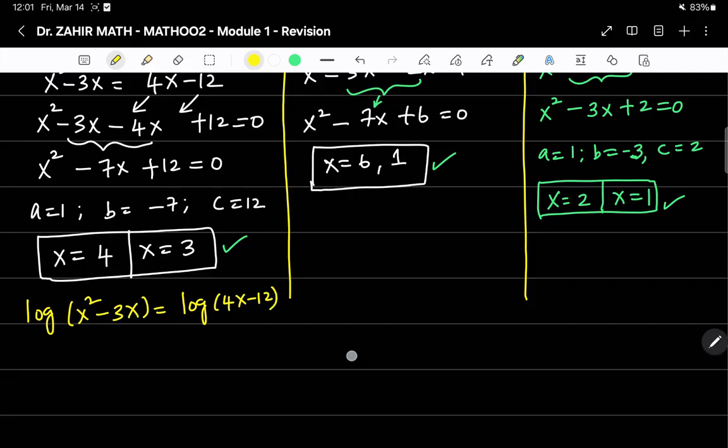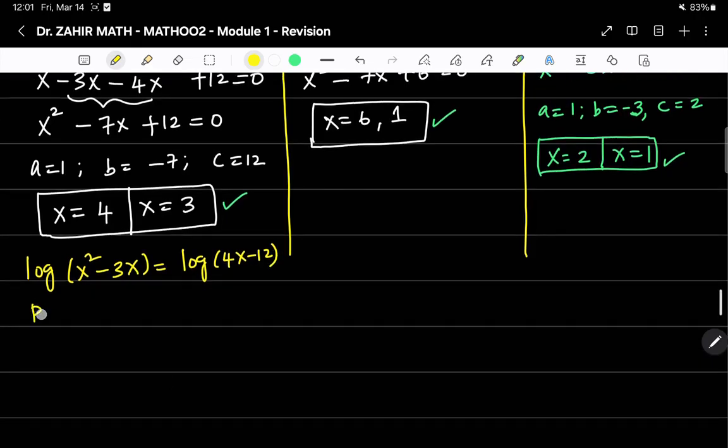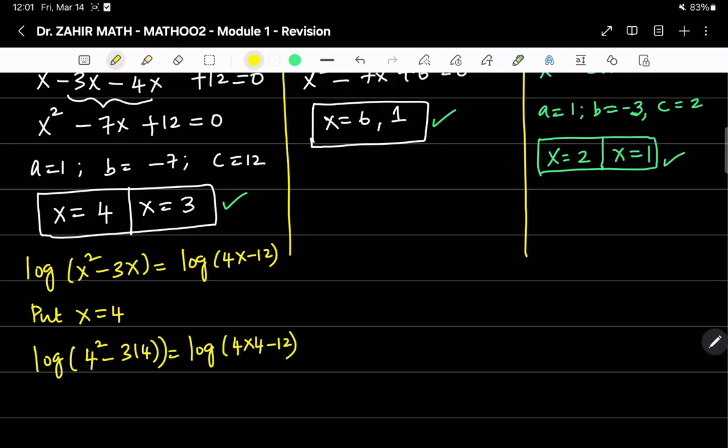Okay, right. You try to put x is equal to 4, and just see whether it is defined or not defined. So when I put x is equal to 4, I get log of 4 square minus 3 multiplied by 4. When I put 4 here, 4 multiply 4 minus 12.